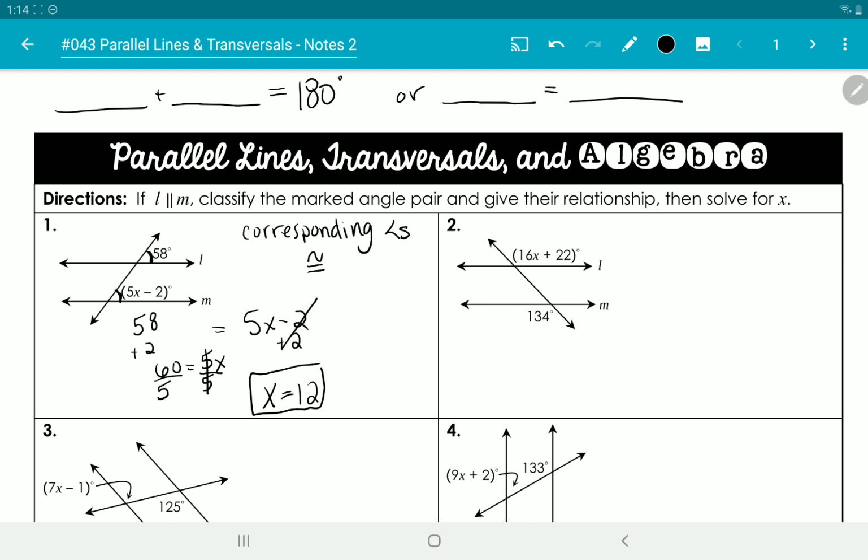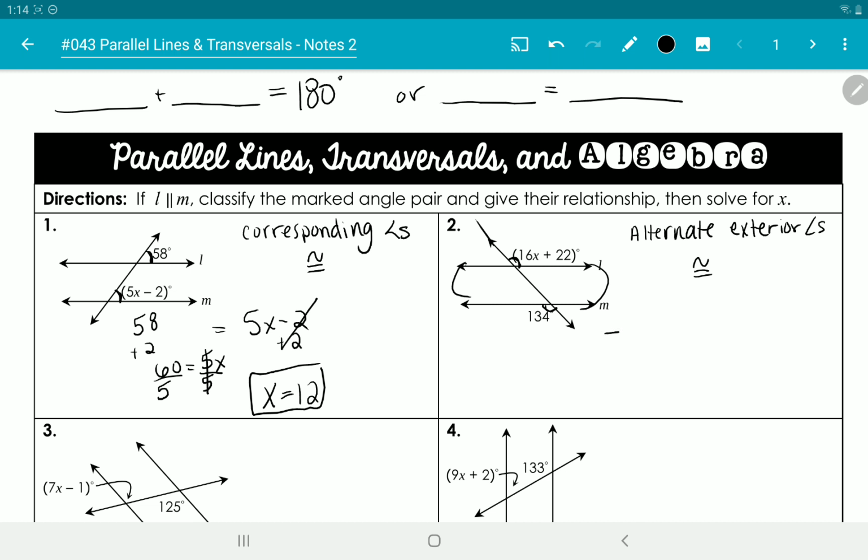Okay? So looking at number 2. Again, we're going to start out by determining the angle relationship. So we have this one and this one. You can see that they are on opposite sides of the transversal here, okay? So they're going to be some kind of alternate, okay? And then they are on the outside of these parallel lines, you can see. So they're going to be exterior angles. So they're alternate exterior angles. Those are congruent to one another.